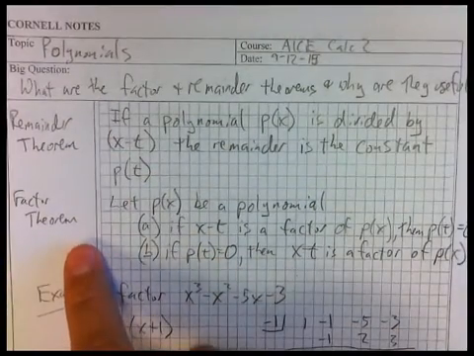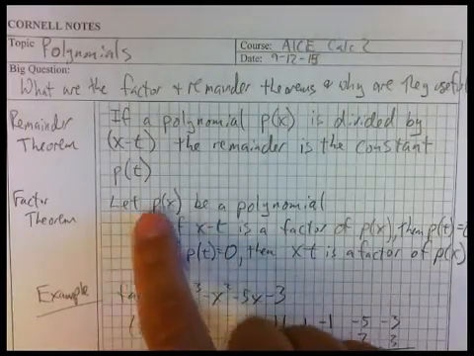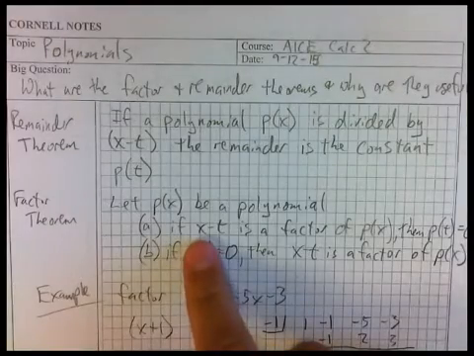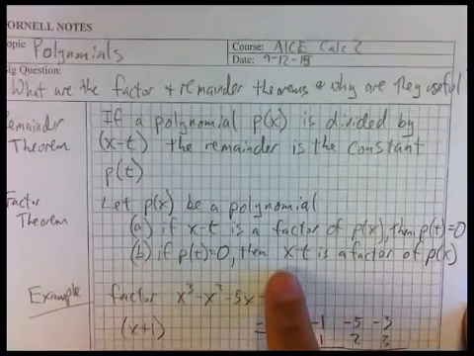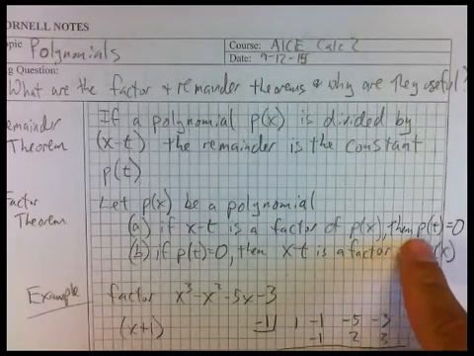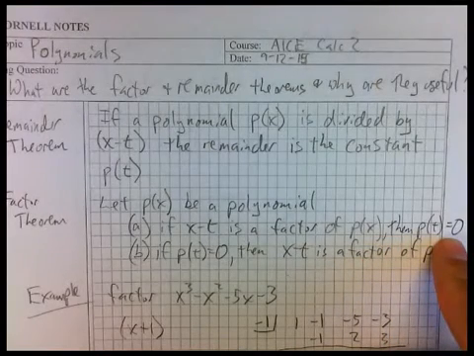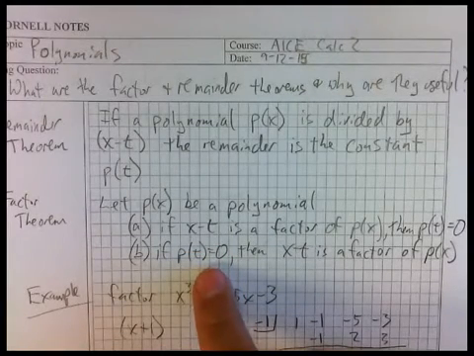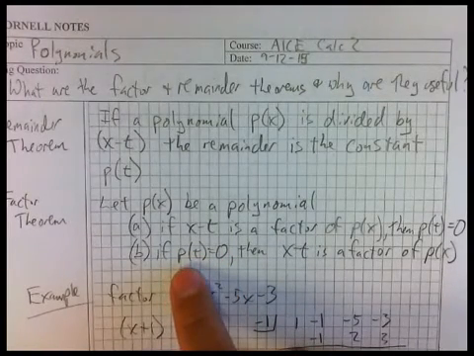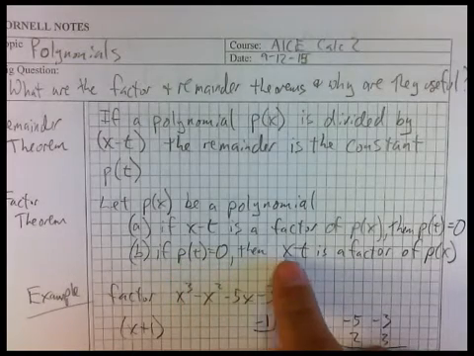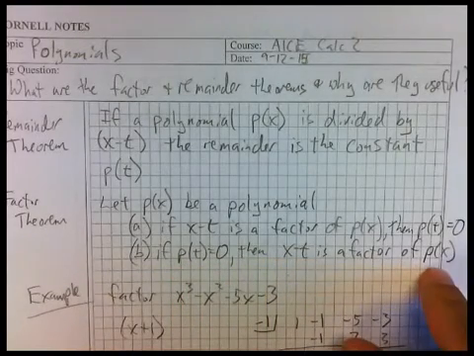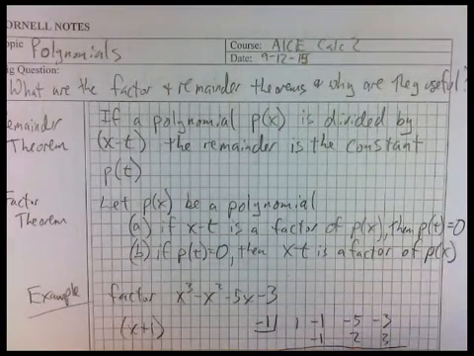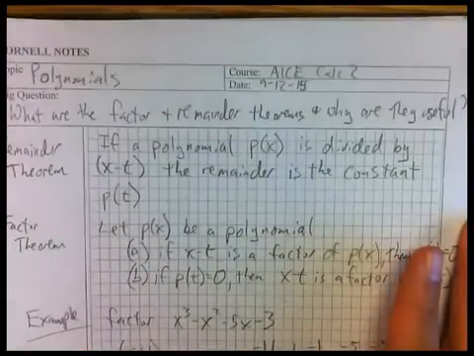Okay? The factor theorem says that if p of x is a polynomial, just like it was above, if x minus t is a factor, then p evaluated at t is going to equal 0. And then the second part is the converse of that. If p evaluated at t equals 0, then x minus t is a factor of the polynomial. All right, well, why is that helpful? Okay, let's work through an example here.